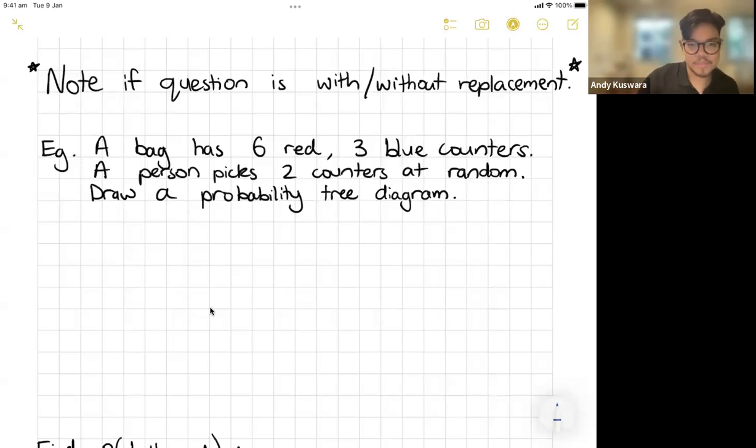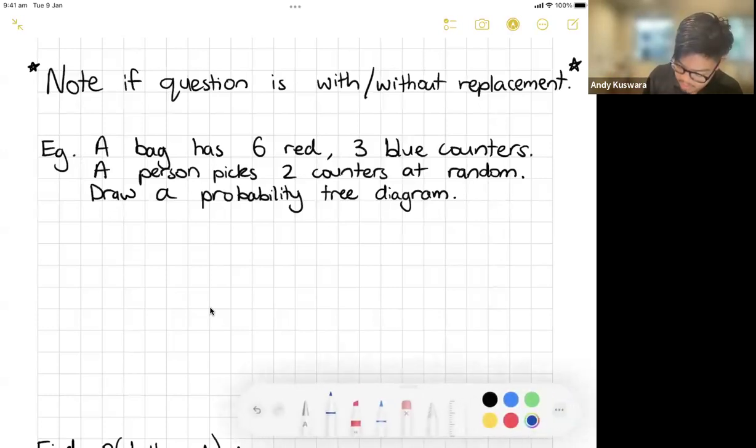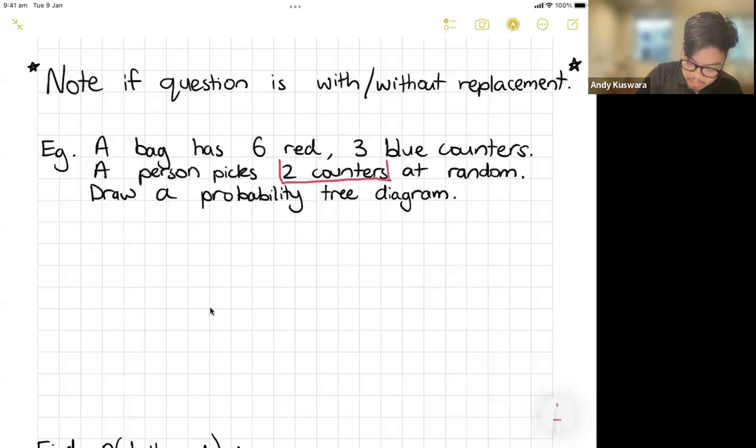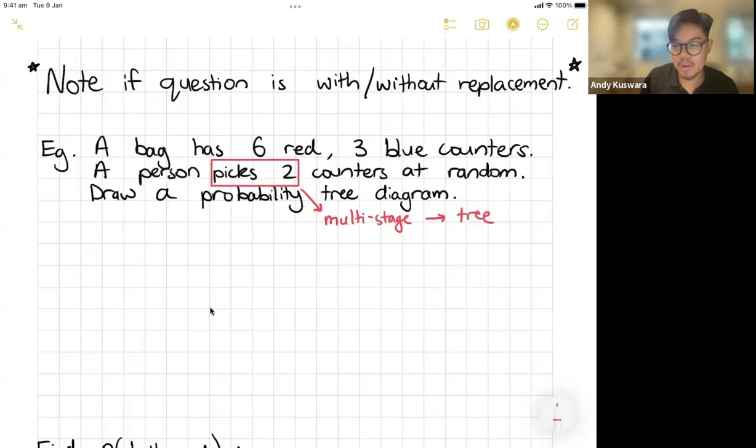Let me explain. So in this question here, it says a bag has 6 red and 3 blue counters. And then a person reaches into this bag and picks 2 counters at random. And we want to draw a probability tree diagram to represent this. Now, if I'm picking 2 counters, that's what I'd highlight. If I say pick 2, what I want you to think of is that there is your hint that it's a multi-stage. And your multi-stage is your hint that even if I didn't say draw a tree diagram, sometimes the tree diagram is the safest bet to take from here.